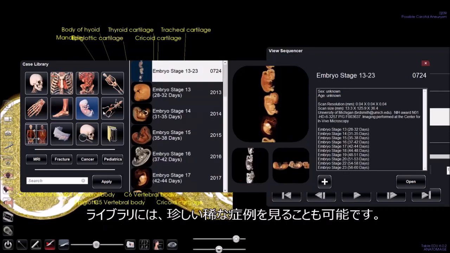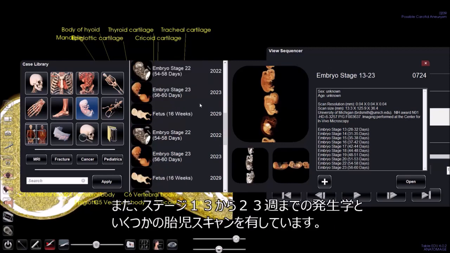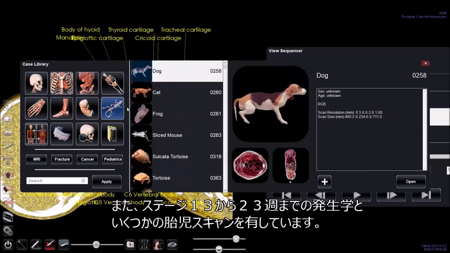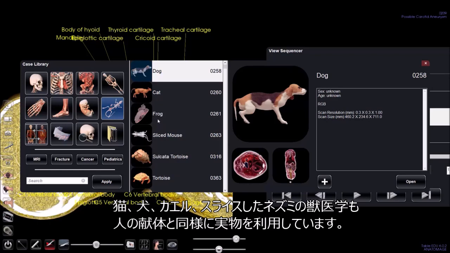We have embryology for stages 13 through 23, as well as a few fetal scans to also bring those in for review. We even have veterinary examples with a cat, dog, frog, and sliced mouse that actually utilize real cadaver tissue similar to our human cadavers.